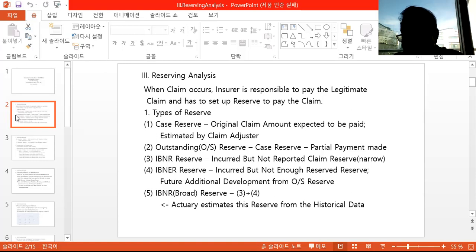There are 5 types of reserves I can define here. The first one is called the case reserve. This is the original claim amount expected to be paid, estimated or set up by the claim adjuster. The second one is the outstanding, or OS, reserve. This is the case reserve minus partial payments made, if partial payment is possible. If it's not, then the case reserve is always equal to the OS reserve.